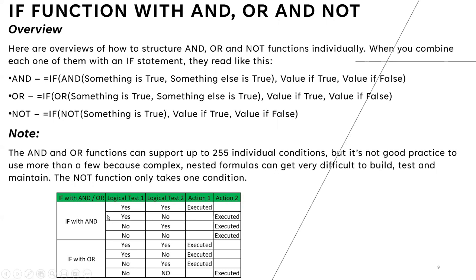Because with AND, what we are saying is both the conditions should be met, then only execute action number 1. Otherwise, execute action number 2. But with OR, we are saying if any of the logical tests is passed, execute the first action. And if both the logical tests fail, then only execute the second action.